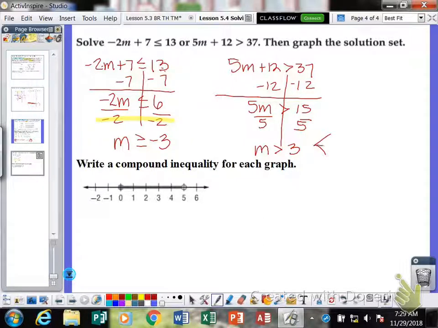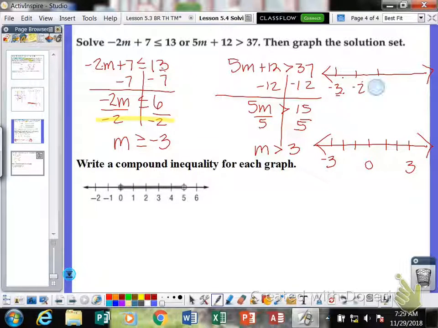Okay, so here's my graph. My smallest number is -3, so here's -3. Then -2, -1, here's 0, 1, 2, 3. Actually, I'll start up here, so I'll make my graphs here. Here's -3, -2, -1, 0. I have a closed circle, and I'm shading to the right. Now m is greater than 3.